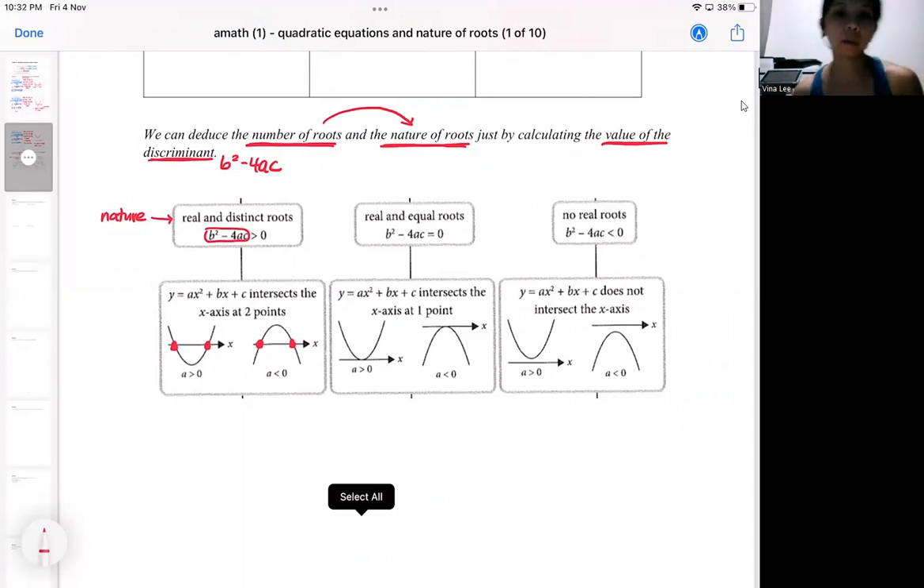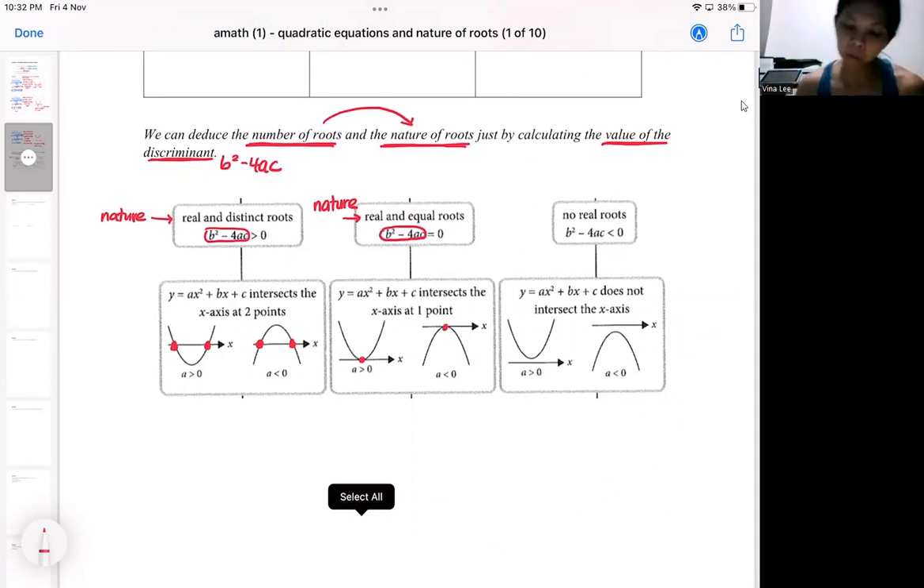Just now, we also had an example where the discriminant is equal to 0. If you go back to that example, you realize that the two roots happen to be the same. So that's why the nature will be known as real and equal roots. When we say real and equal roots, you either get a smile graph touching the x-axis, or a sad face graph touching the x-axis.